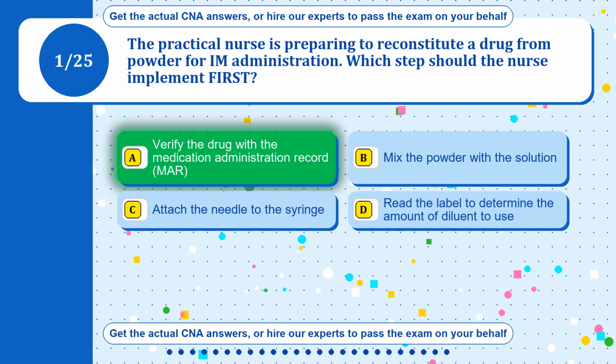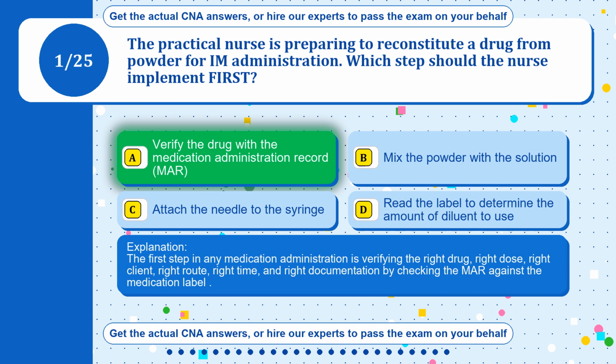The correct answer is option A. Verify the drug with the medication administration record, MAR. The first step in any medication administration is verifying the right drug, right dose, right client, right route, right time, and right documentation by checking the MAR against the medication label.